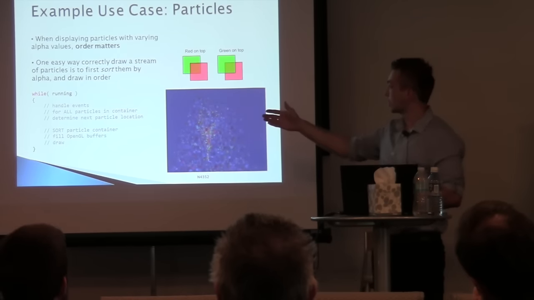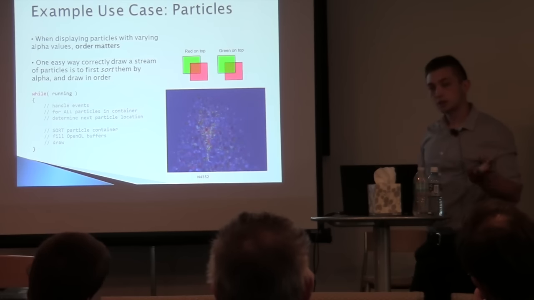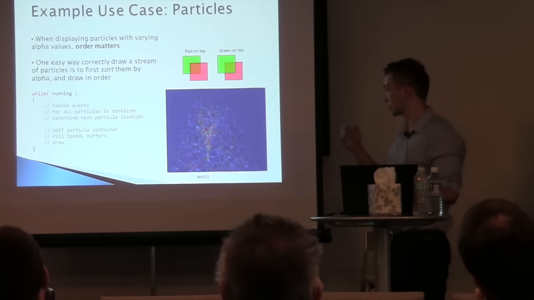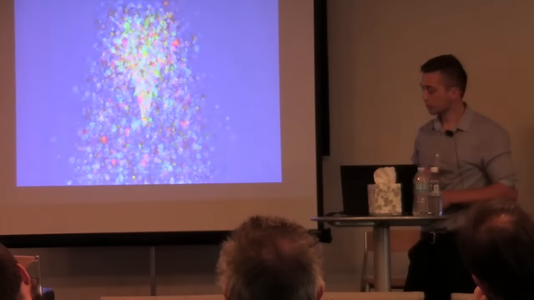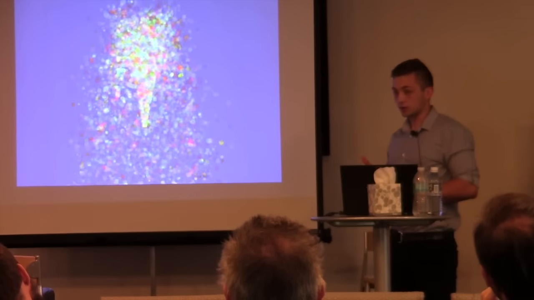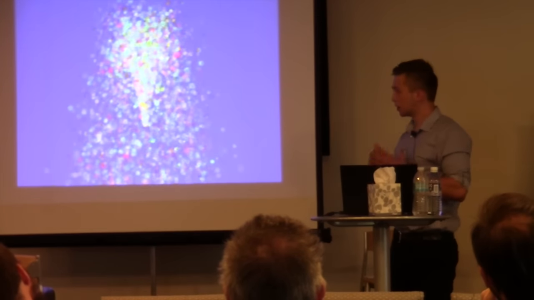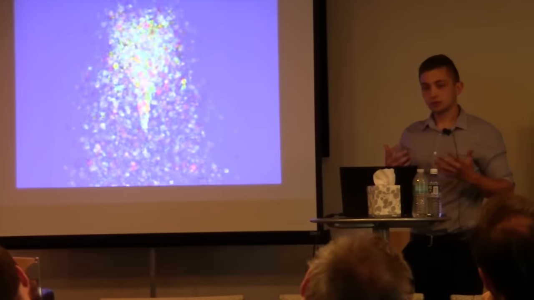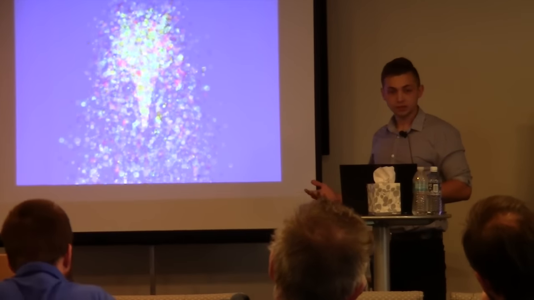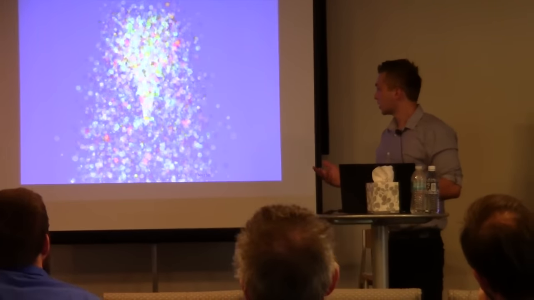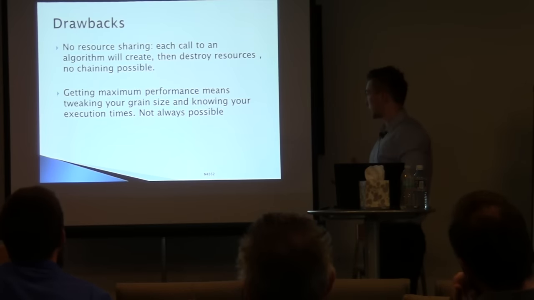So the loop for drawing these particles would be: you handle your events, you determine the next location of your particles, you sort your container, you fill your buffers, and you draw. If you're dealing with particles, you're dealing with anywhere from 100,000 to hundreds of millions of particles. Sorting a container that could have up to hundreds of thousands to 1 million elements using a new parallel sort could be a huge performance boost for us.